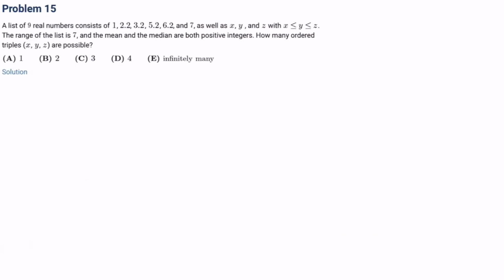Number 15. A list of 9 real numbers consists of 1, 2.2, 3.2, 5.2, 6.2, and 7, as well as x, y, and z, with y between x and z. The range of the list is 7, and the mean and the median are both positive integers. How many ordered triples (x, y, z) are possible?